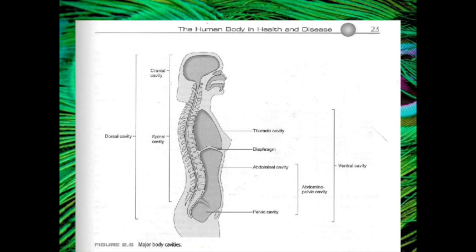The spinal cavity, located within the spinal column, protects the spinal cord. Next, we have the ventral cavity. The ventral cavity, which is divided into three parts, contains many of the body organs that maintain homeostasis. Homeostasis means maintaining a constant internal environment. The thoracic cavity, also known as the chest cavity, protects the heart and the lungs.